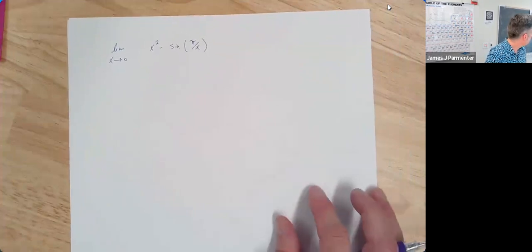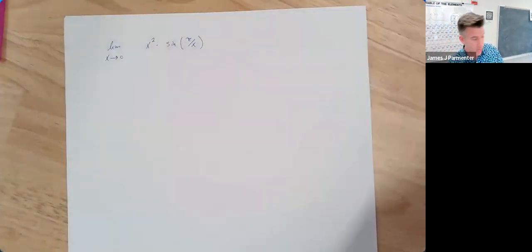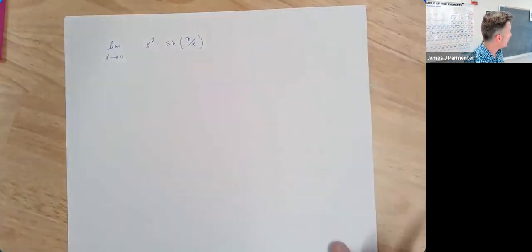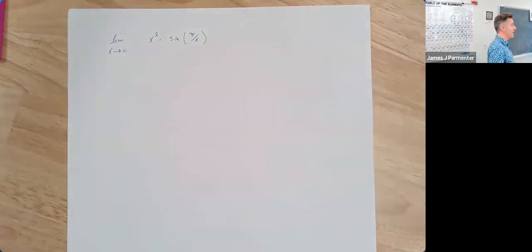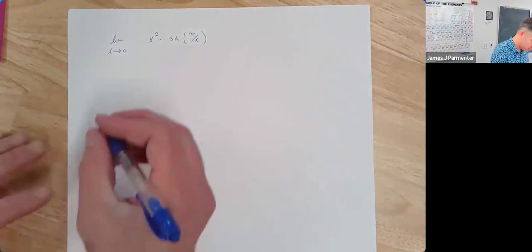Now I'll point out this does meet the criteria I was talking about. I have a sine or cosine, and the inside of the sine function is getting infinitely large. Pi divided by x gets really, really large as x gets closer and closer to 0. So it totally is a valid thing to do here, to use the squeeze theorem.